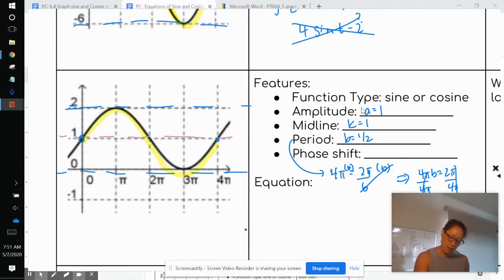Okay. No phase displacement. Do we have a sine or a cosine graph? I have a sine graph. Are we going up first or down first? We're going up, so it's positive. I'm going to go ahead and write y is equal to the sine of 1/2 t, no phase displacement, plus 1. Okay, so that's what we got.